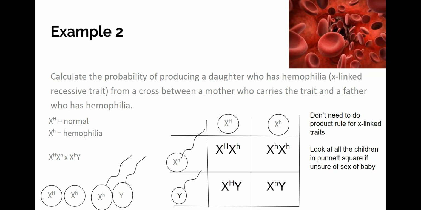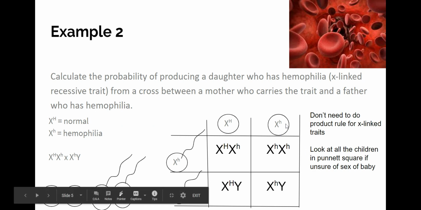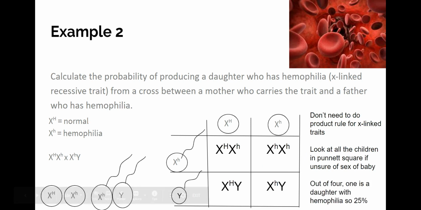But this one says, what is the chances of them producing a daughter that has hemophilia? Well, I can look at my Punnett square and I can see here's the daughters and here's my chance of producing hemophilia. So in that case, it's 1 out of 4. So one daughter who has hemophilia, which is 25%.